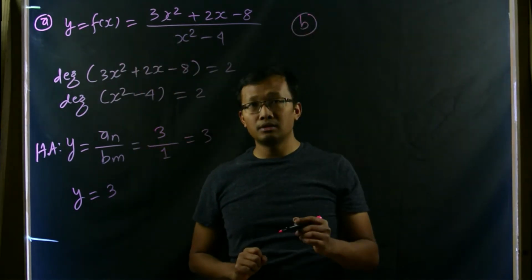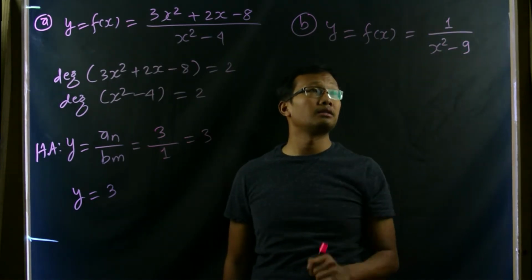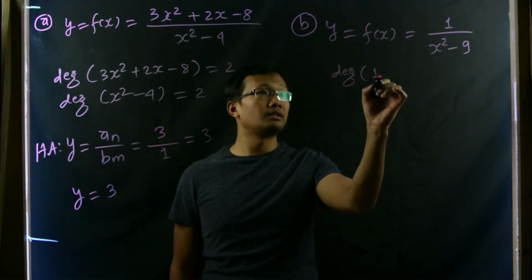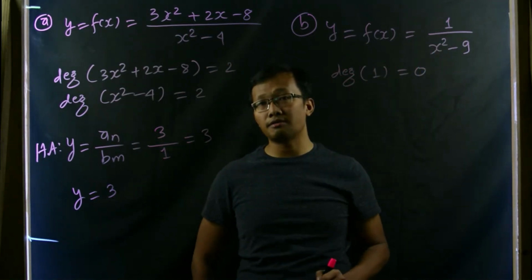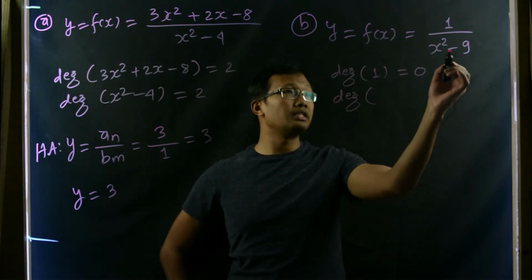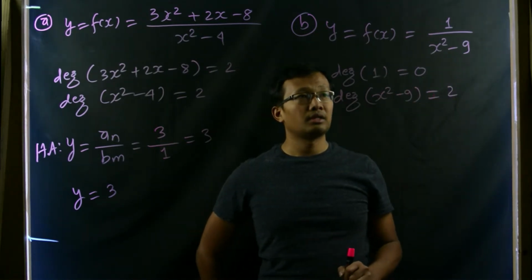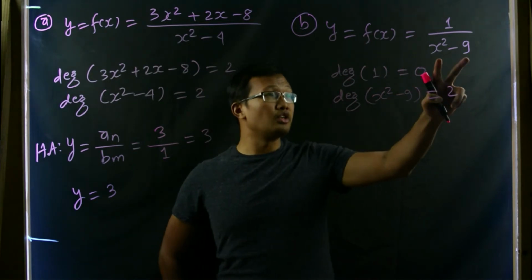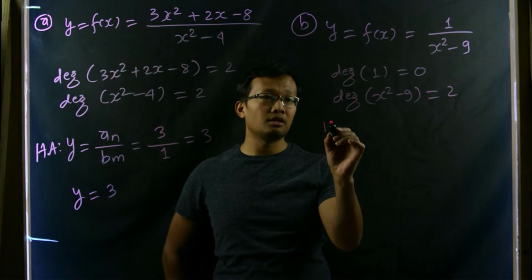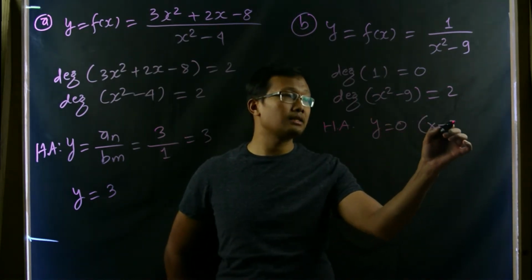Take another example. y equals 1 over x square minus 9. Here you can see that the degree of the numerator is 0. This is a constant function, so its degree is 0, and the degree of the denominator x square minus 9 is 2. You can clearly see that the degree of the denominator is greater than the degree of the numerator. So in this case, the horizontal asymptote is simply y equals 0, which is the x-axis.